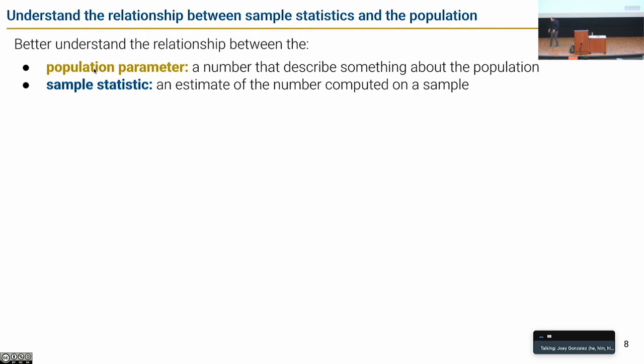So I'm working with a sample. I'm fitting, I'm estimating parameters, things about my sample. And I want to know how they relate to what I would have gotten if I had built those parameters on my population. So the population parameter is a number describing something about the population. It could be something as simple as the mean, or it could be the linear model that I would have fit if I had the entire population. And sample statistic is the sample mean that I got, or the model that I fit.